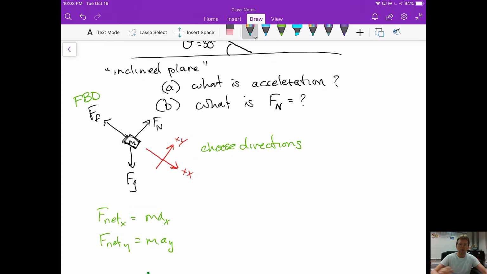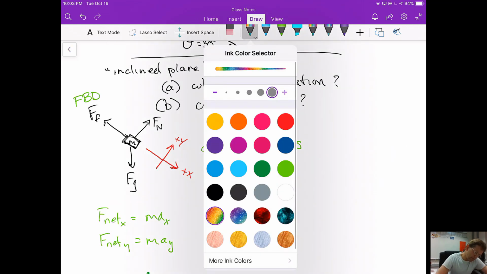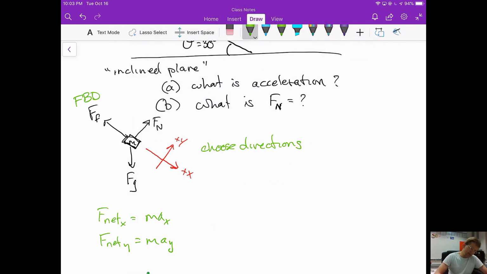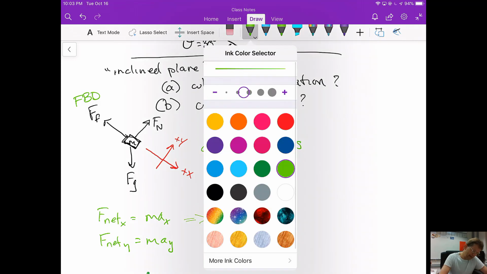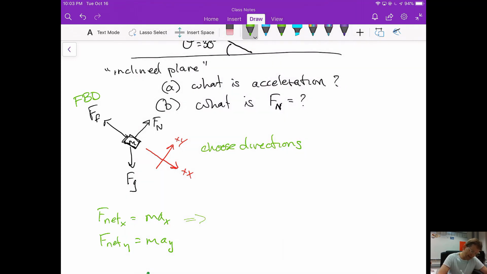Okay, so back to the problem. Whoops, I got to change my pen back. Okay, so we were saying that the next step was to write down F net x equals m a x, F net y equals m a y, and then the next step is to identify the left-hand side, right? Identify the net force from the free body diagram. So this was step 2, this was step 3, this was step 4, this is step 5.